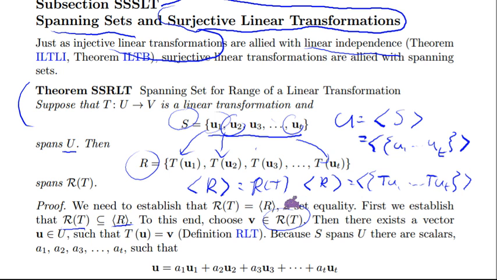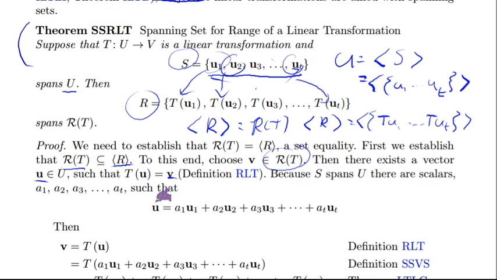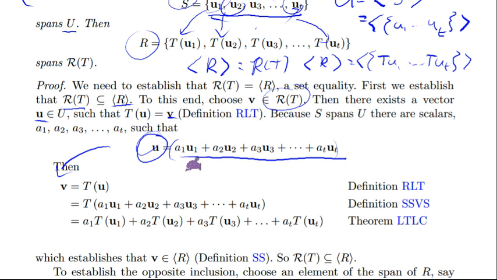So let's choose any v in the range of T. Then there exists a vector u that maps to v. Since u1 through uT is a spanning set, I can write this arbitrary u as a linear combination. If I take T of both sides now, I know T(u) is equal to v. If I take T of the right-hand side, by using the linearity property, I get that this is a linear combination of T(u1), T(u2) up to T(uT). So in other words, v is in the span of T(u1), T(u2) up to T(uT), which is exactly what I wanted to prove.